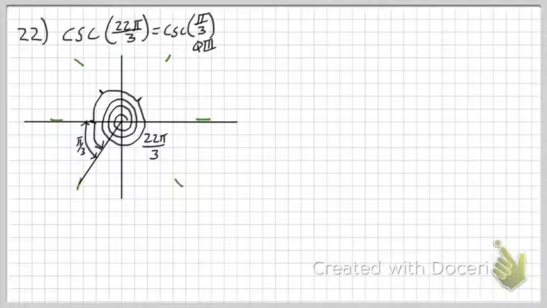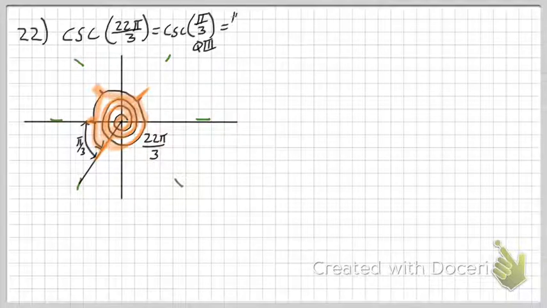All right, so when I go around, there's 6. Go around again, there's 12. Go around again, there's 18, 19, 20, 21, 22. All right, and that's how I get to this position right here, which is the same thing as pi over 3 in the third quadrant.